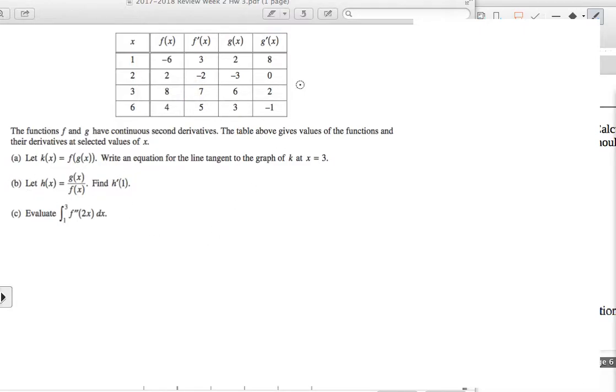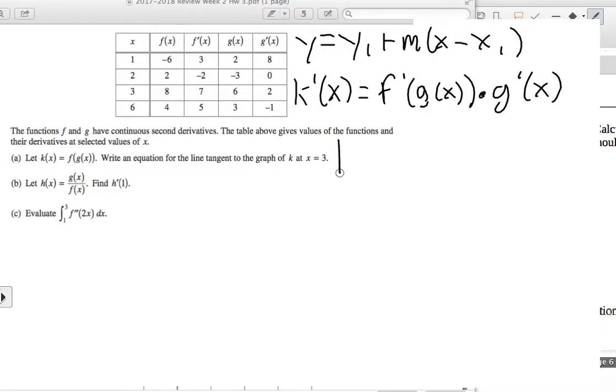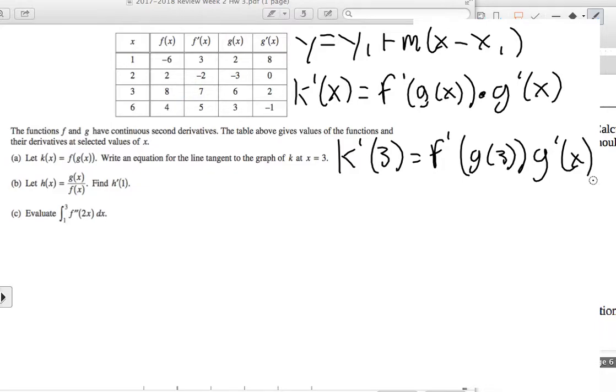So question 1, we've got to do a tangent line, so we know we're looking for y equals y1 plus m times x minus x1. To get our m, we need to think, what is k prime of 3? K prime of x is f prime of g of x times g prime of x, just good old chain rule. So k prime of 3 is f prime of g of 3 times g prime of 3. Oops, let's make that a 3.